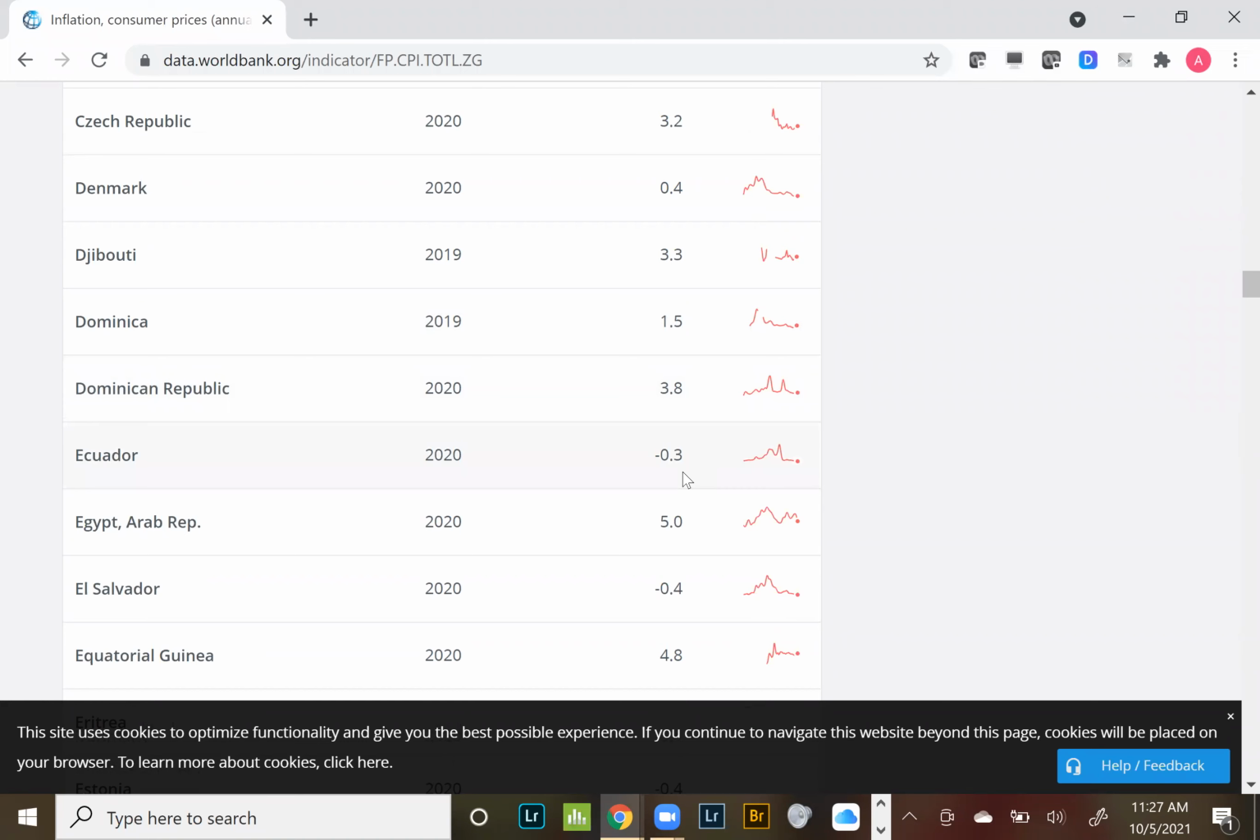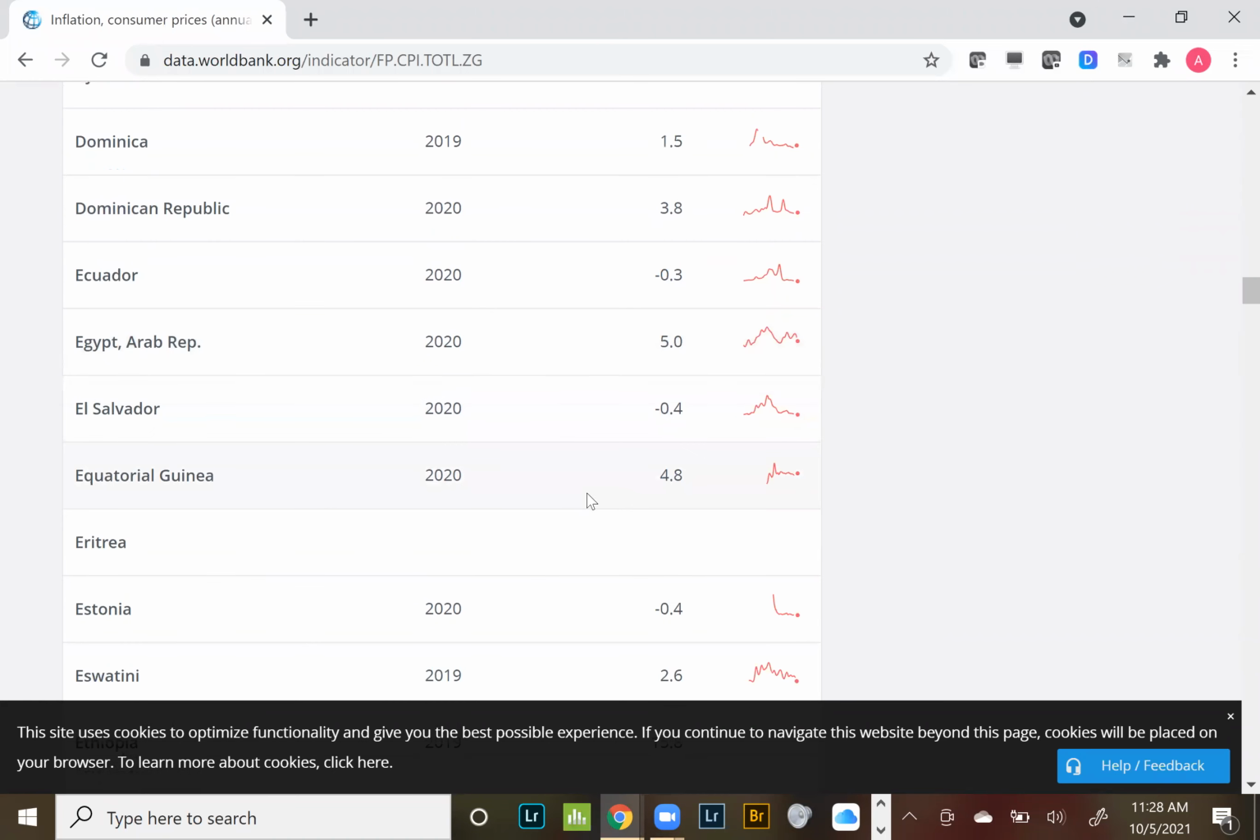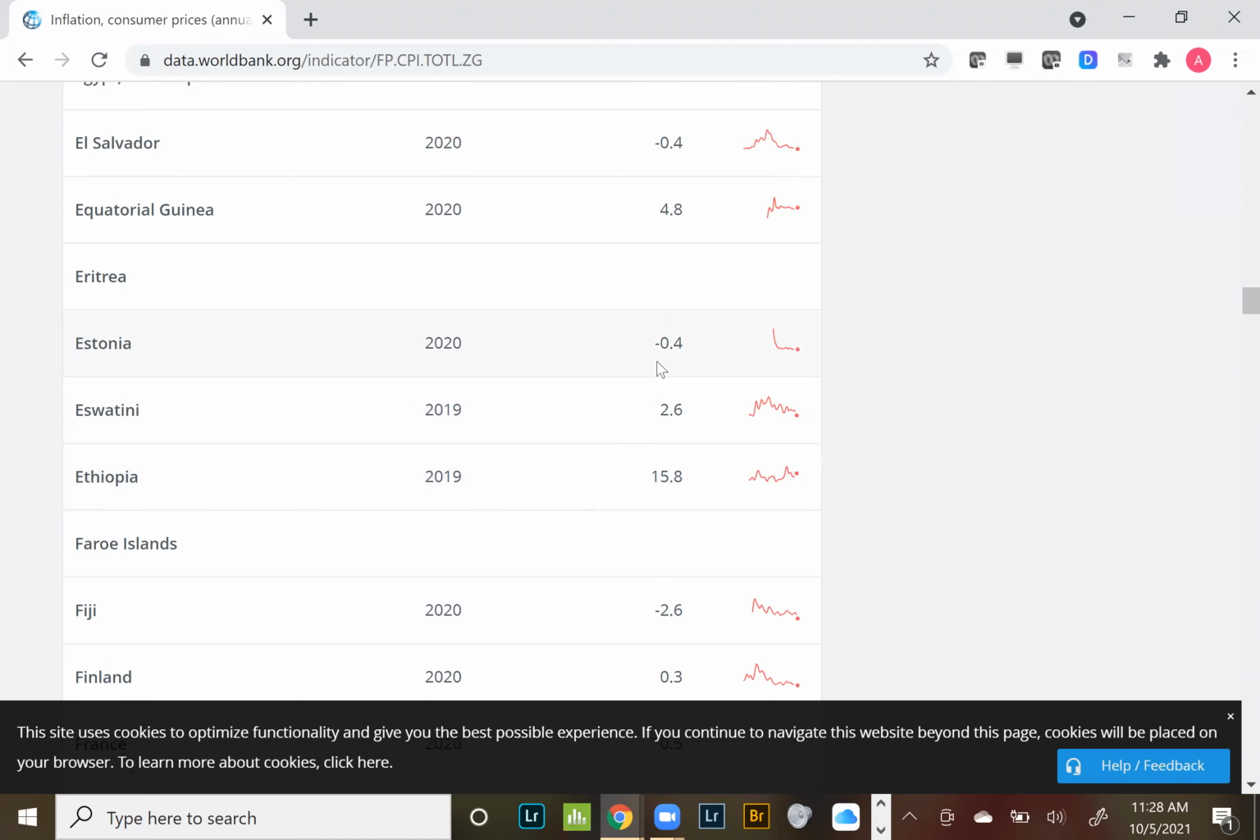Oh, Ecuador. Now, this is negative 0.3. That means their prices are actually falling. They're experiencing something called deflation. So is El Salvador for some reason. Let's see. Estonia too. Ethiopia, 15.8%.